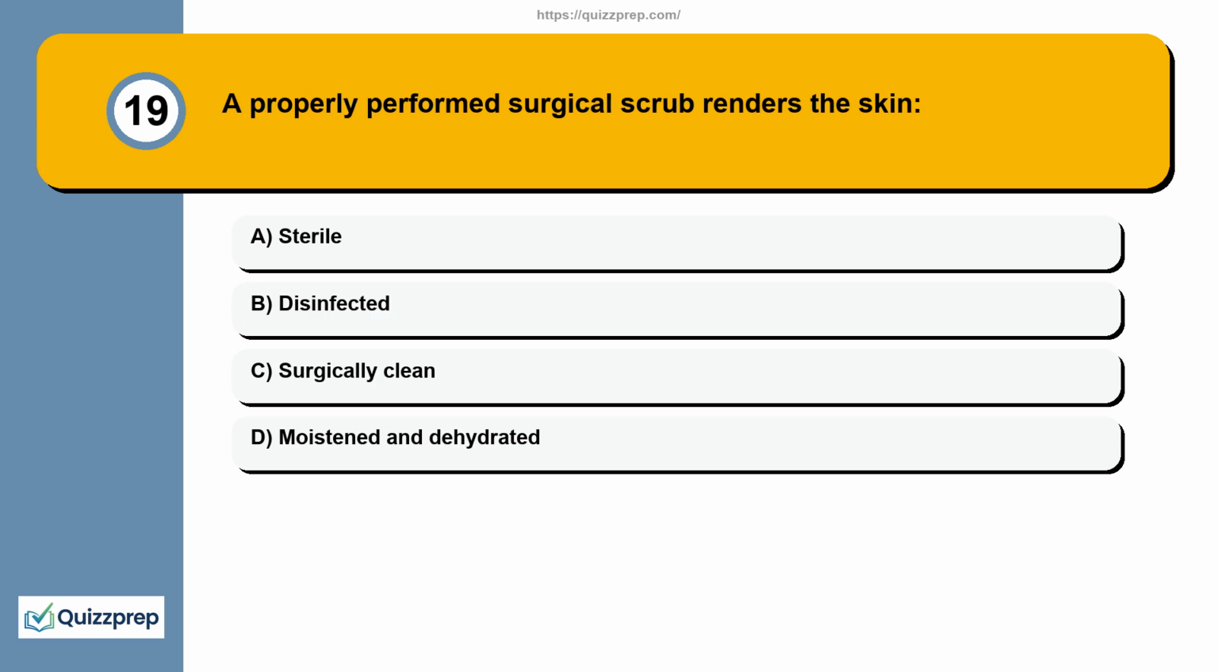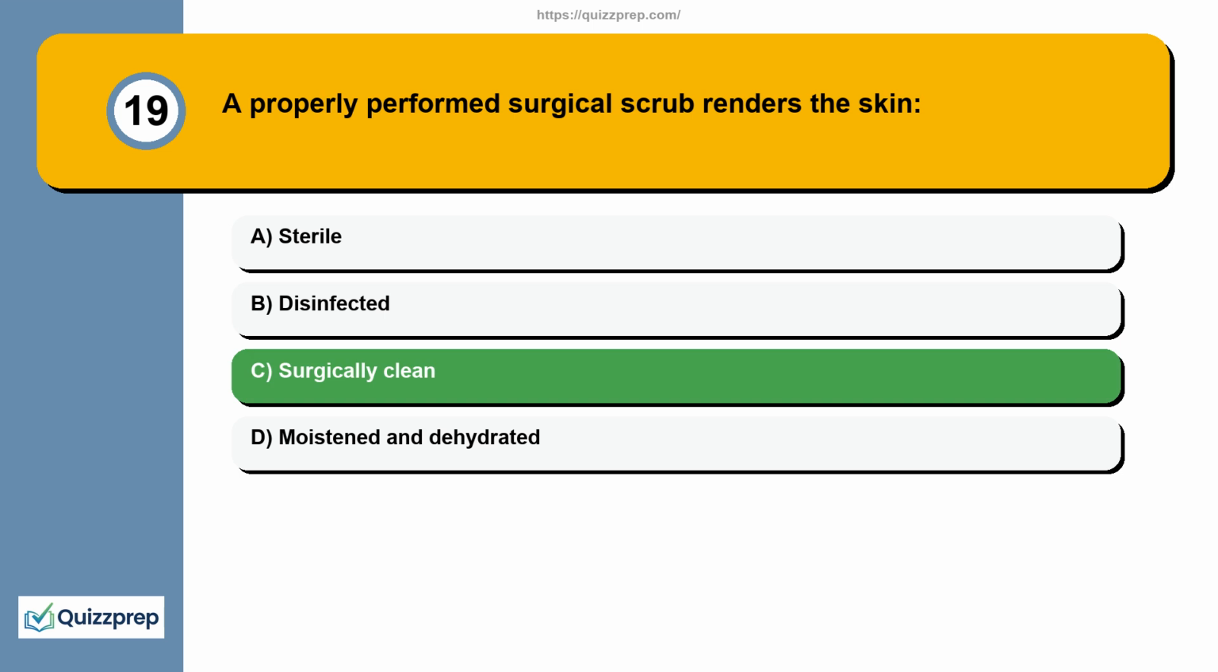Question 19. A properly performed surgical scrub renders the skin: option A, sterile. Option B, disinfected. Option C, surgically clean. Option D, moistened and dehydrated. The correct answer is option C, surgically clean.